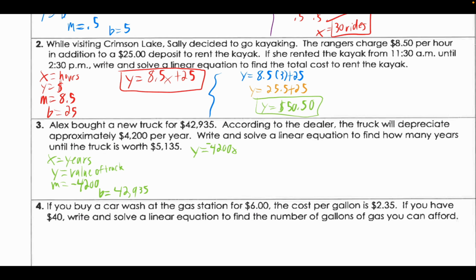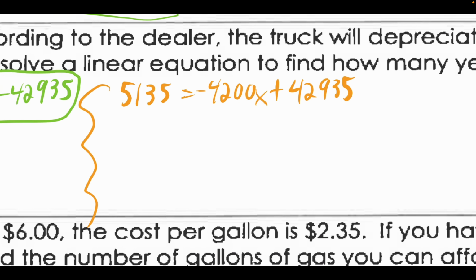So we plug these into our y equals mx plus b, and I get y equals negative 4,200x plus 42,935. And then our second sentence tells us to figure out how many years until the truck is worth 5,135. So we plug that in as our y. And from there, now I start solving for x.